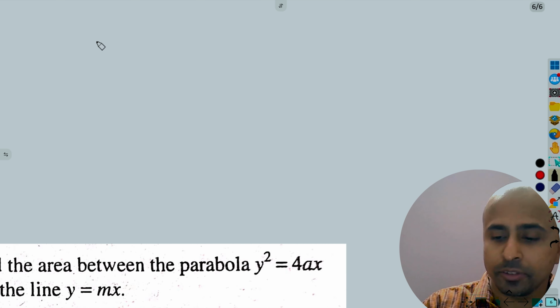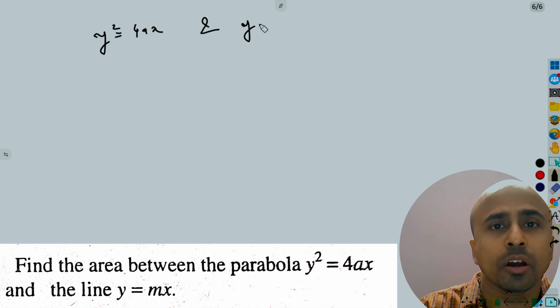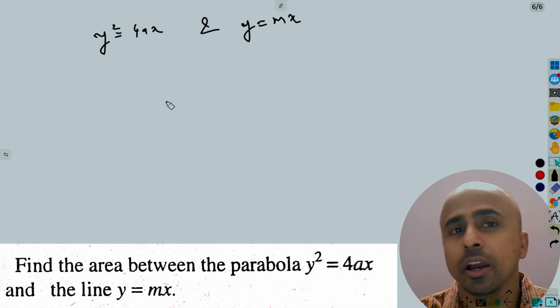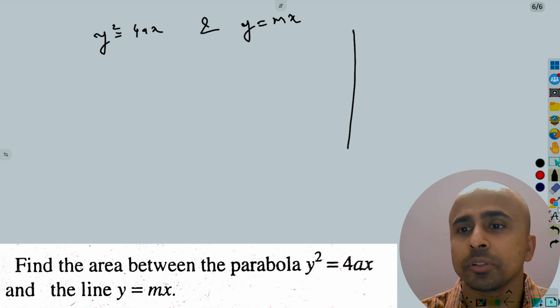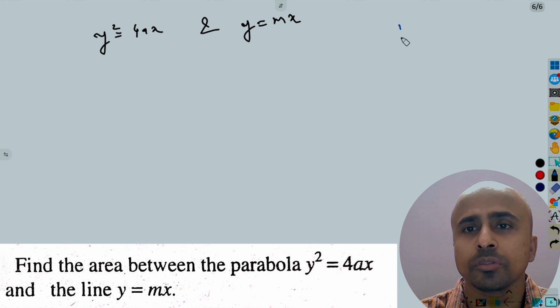So we have in this case one parabola, and the line is y equals mx. What we have to do is find the area between the parabola and this line. Let me use some different color first to draw the Cartesian coordinates.